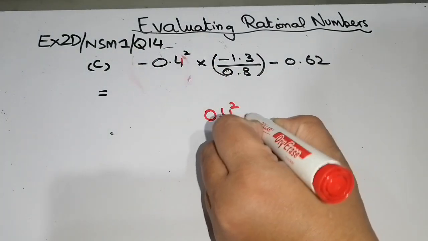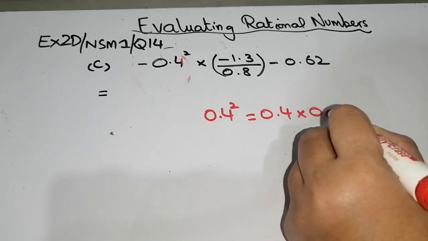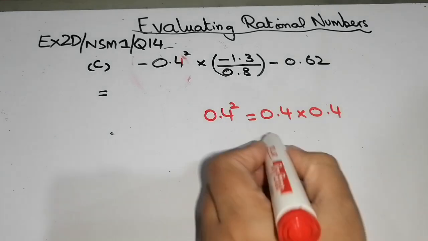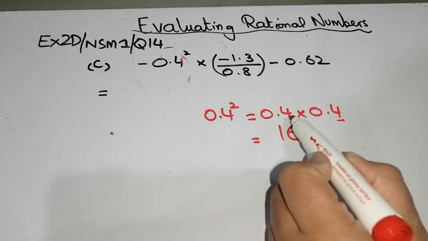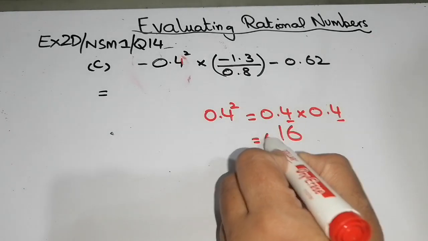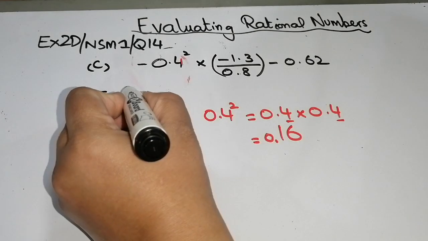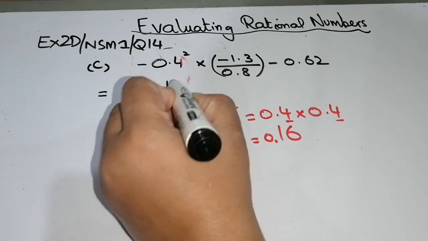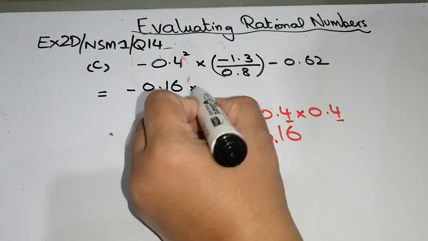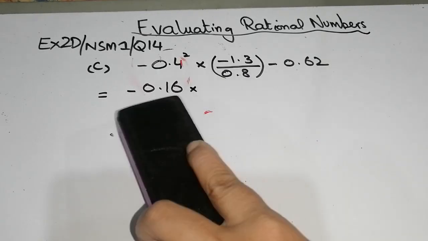So 0.4 square means 0.4 is multiplied with itself 2 times. Now I know that 4 square is 16. And there are 2 decimal places in the multiplication, so I will put the decimal back at 2 decimal places. So this answer is 0.16. Whenever there is a power in the question, I recommend that you solve it separately. It will be easier and there would not be any chance of mistake.